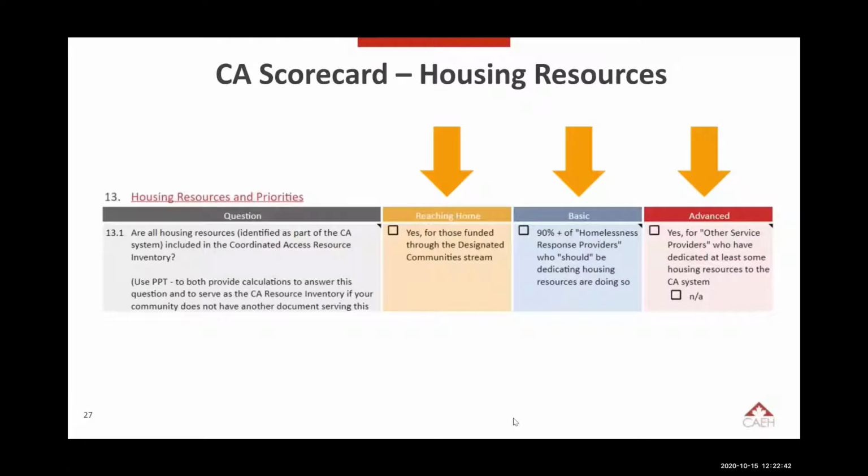All right. So looking now at the coordinated access scorecard, question number 13 focuses on housing resources and identifying community priorities for those resources. In this first question, 13.1, you can see identified progressive engagement of housing resources in your community. So again, if you're a Reaching Home designated community, the first level is to ensure Reaching Home funded housing resources are participating in coordinated access and included in the coordinated access resource inventory. The next level is basic, to engage homelessness response providers, and then advanced is to include other service providers. So those who may serve people experiencing homelessness, but it's not their primary mandate, they're not funded necessarily to do so.